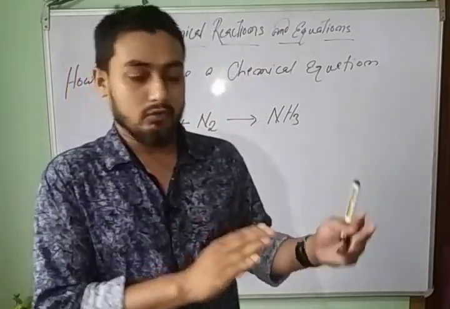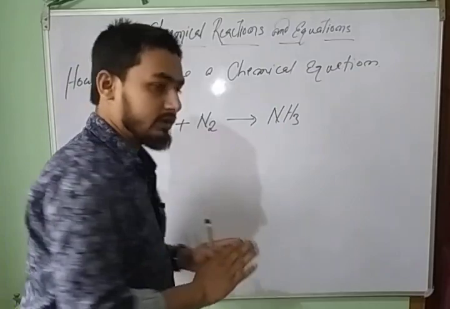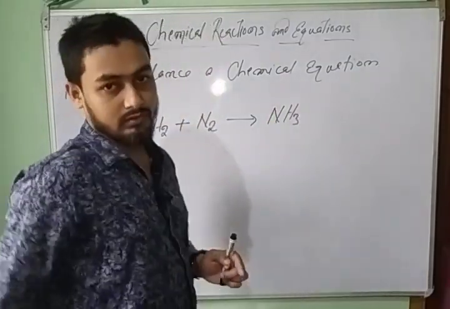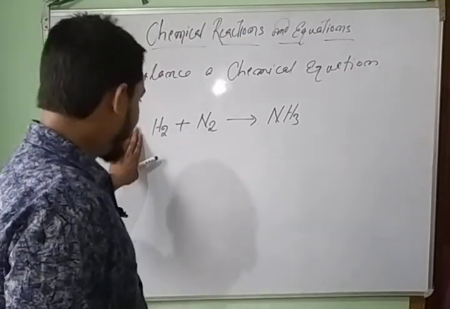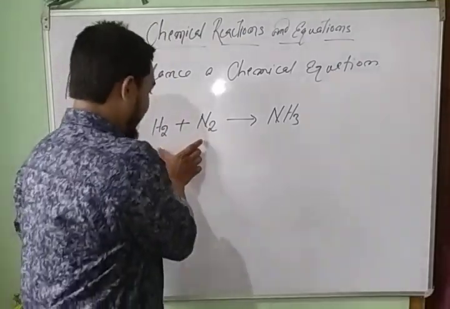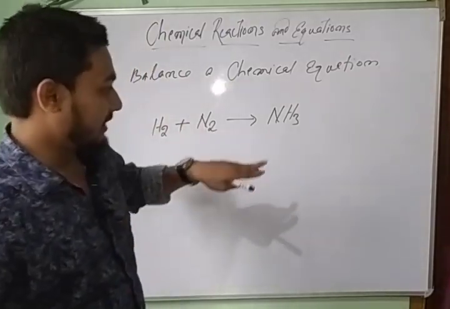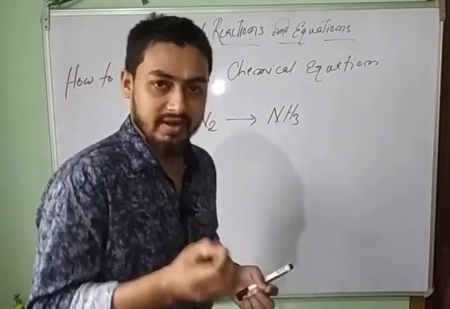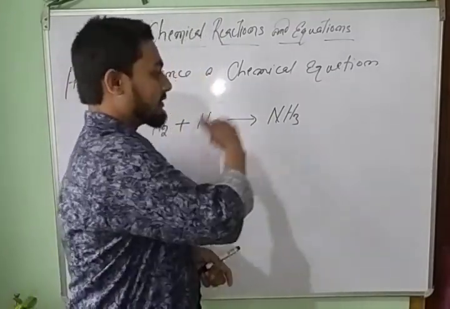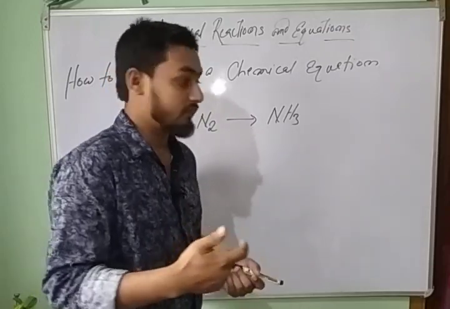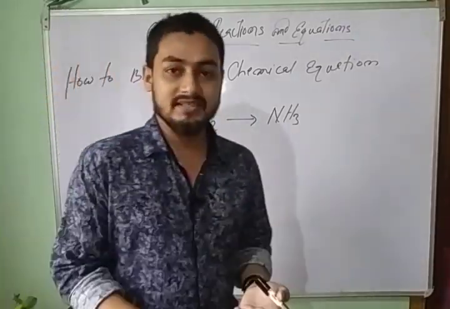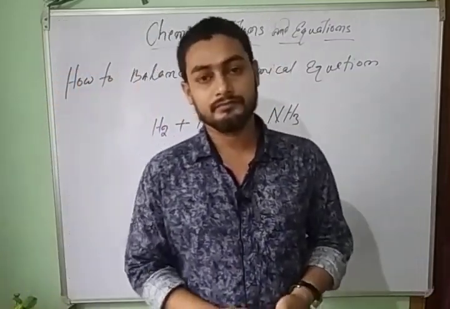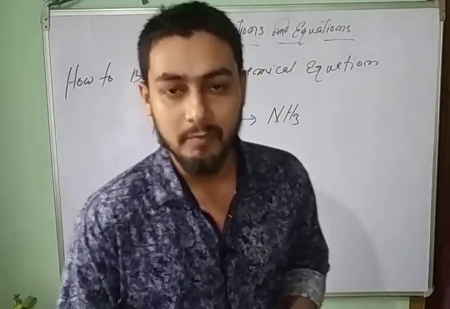So, so that our equation follows the law of conservation of mass, we need to balance the chemical equation. Okay, so we will balance the chemical equation so that the number of atoms on the reactant side and the number of atoms on the product side will be equal. If the number of atoms on the reactant side is equal to the number of atoms on the product side, then obviously the mass of the reactant and the mass of the product will also be equal. So that is why it is necessary to balance the chemical equation.